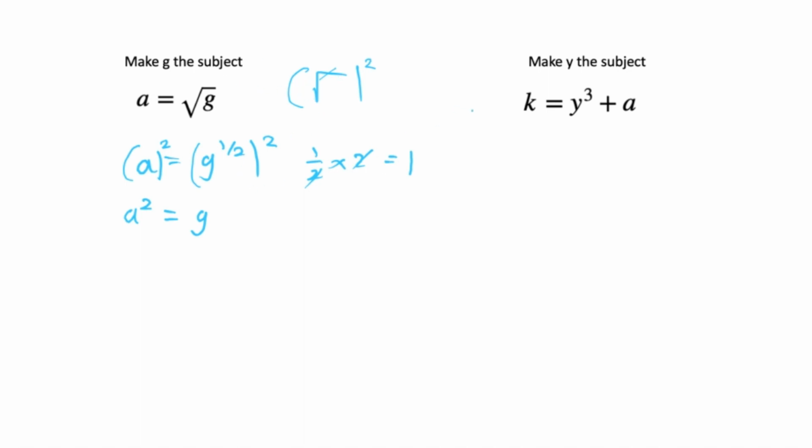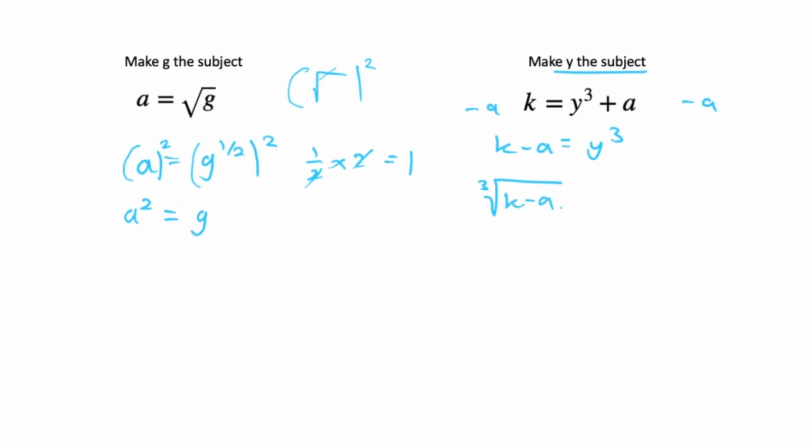For this one, make y the subject. So k equals y cubed plus a. First of all, we will subtract a from both sides. Minus a and minus a. So this will give you k minus a equals y cubed. And now we are going to cube root. Basically what we did in the previous question, but we used the cube instead.